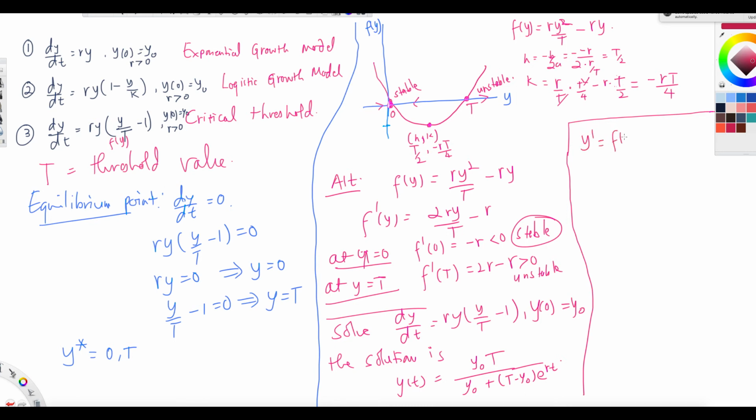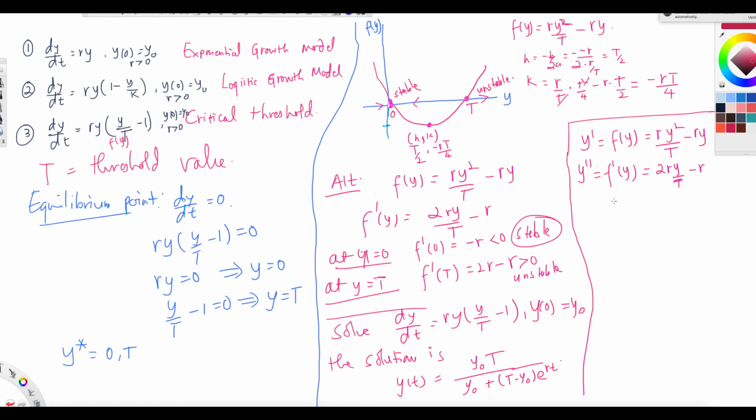Is the same as f of y, right, which equals r y squared over T minus r y? How about y double prime? Why do you need this? Because you want to know where the solution curve is concave up and concave down. For that, you need to find the sign of the second derivative, which is f prime of y, equal to 2ry over T minus r, right?